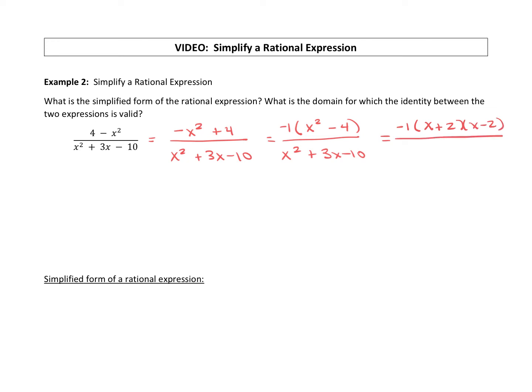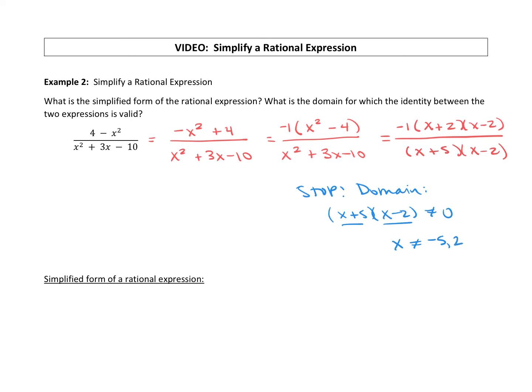Now our denominator is a trinomial with just your x squared, so we can find factors of negative 10 that add up to positive 3. That's a positive 5 and a negative 2. All right, so now we stop and find the domain. The domain is when our denominator, x plus 5 times x minus 2, does not equal 0. So you set each factor not equal to 0. In our domain, the x's just cannot equal negative 5 and positive 2.